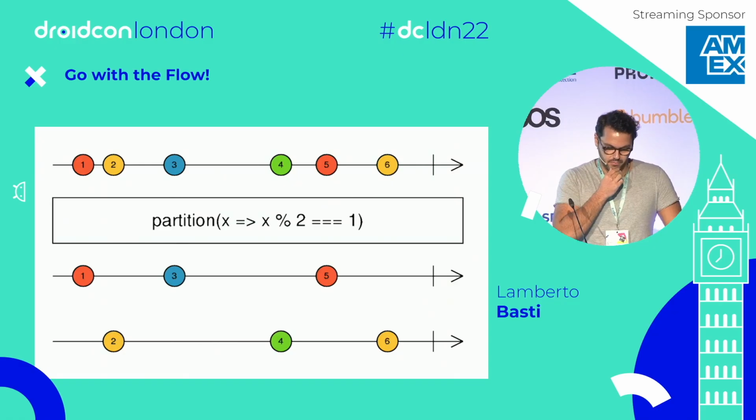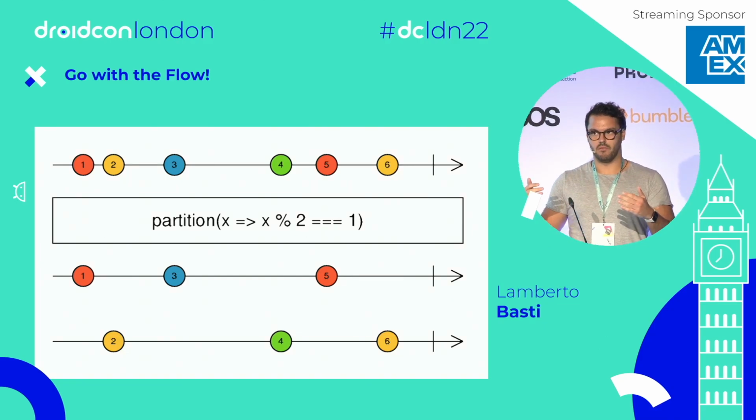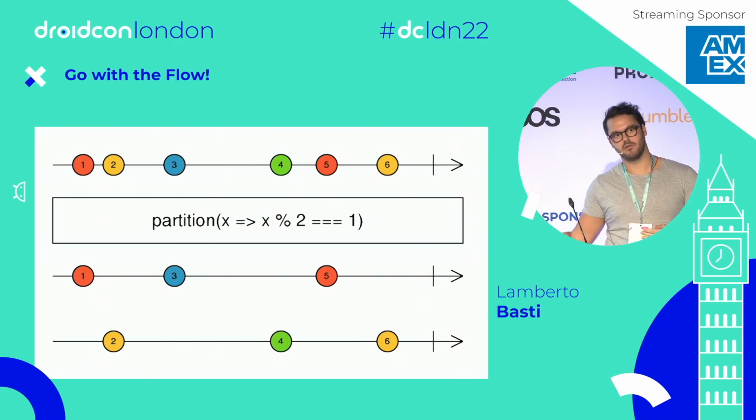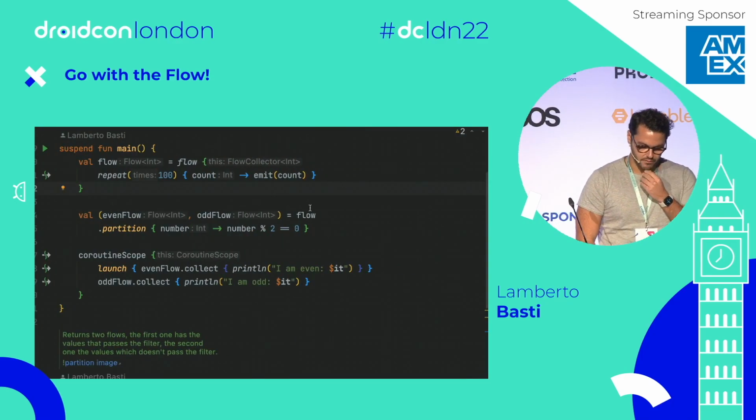As you can see in this image, you have an upstream that emits values, and you are given a function that returns a Boolean. You want to split it into two new downstreams, one for the elements that return true to the function, one for the elements that return false to the function. So let's see how to do it.